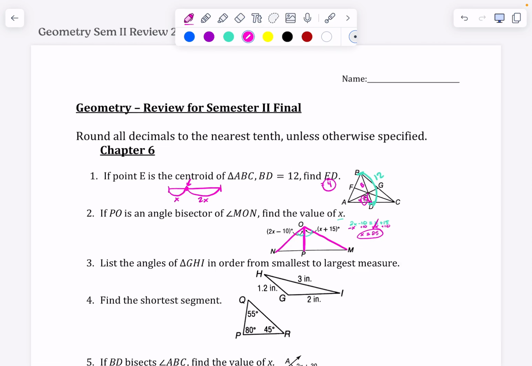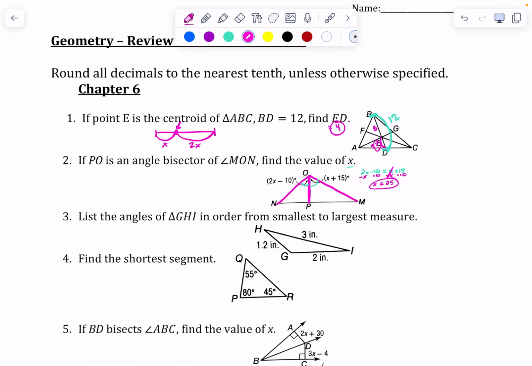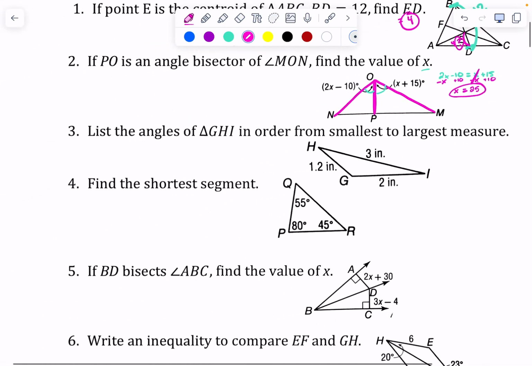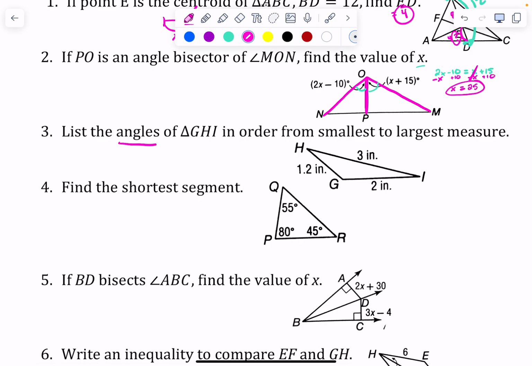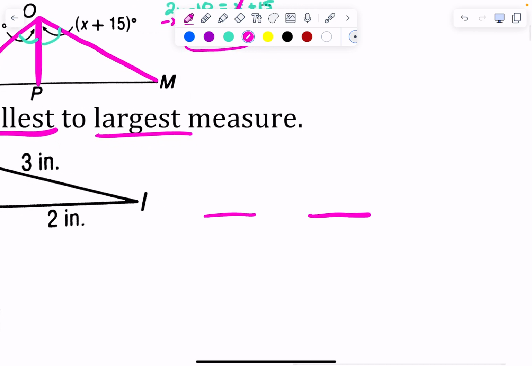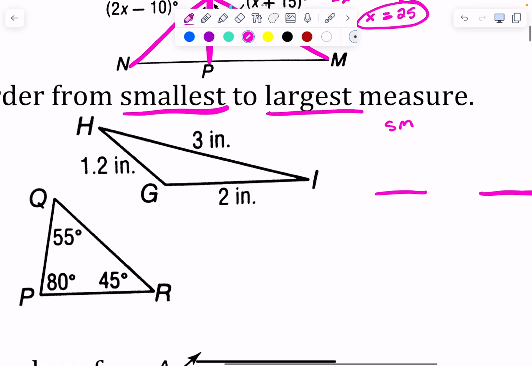Done. Okay. Oh, these are my favorite. 3 and 4. Those are my favorite ones. Don't get these wrong because these are like free bonus points, okay? List all of the angles. I'm going to circle the word angles from smallest to largest. So I have a small one, a medium one, and a large one. Small to large. And I'm going to list the angles.